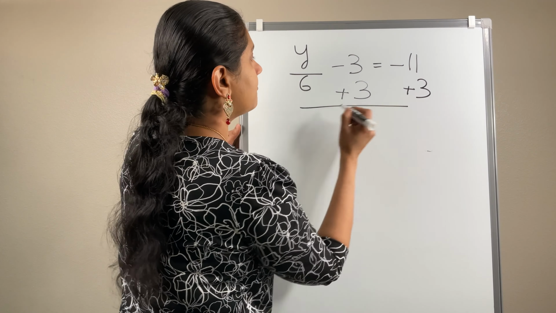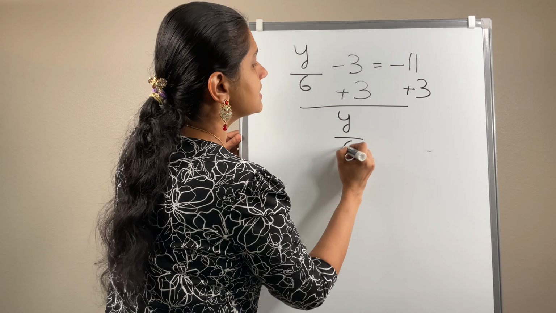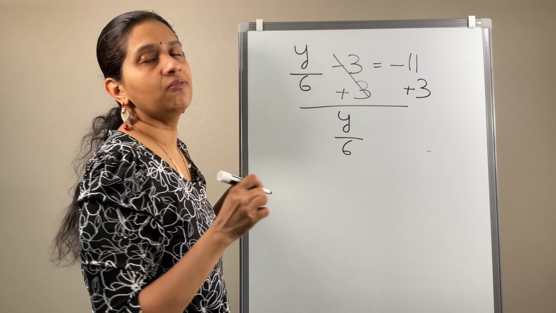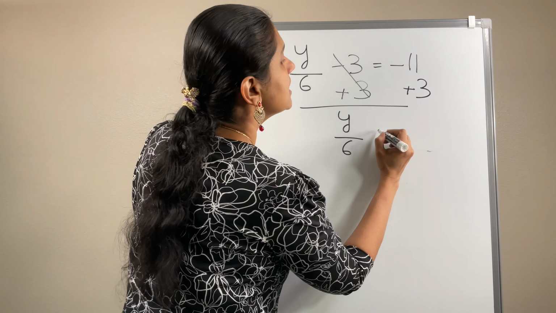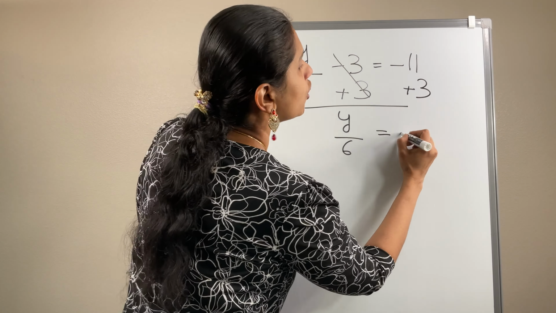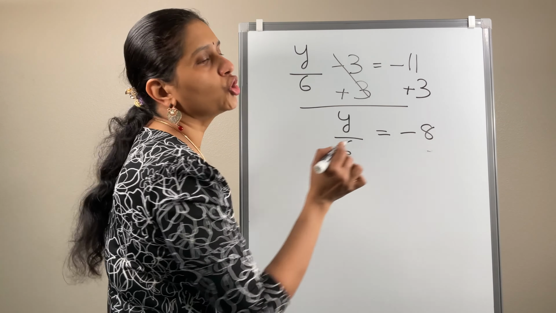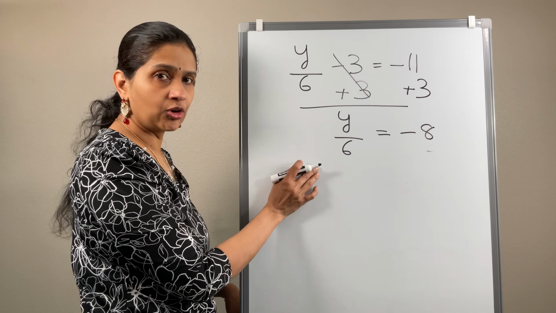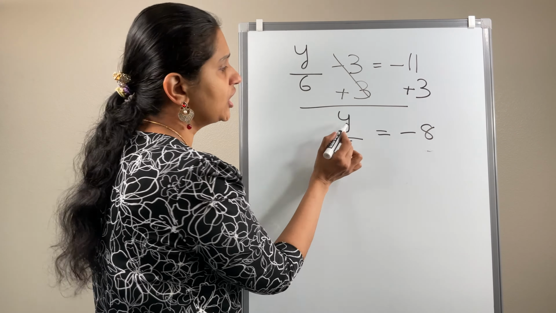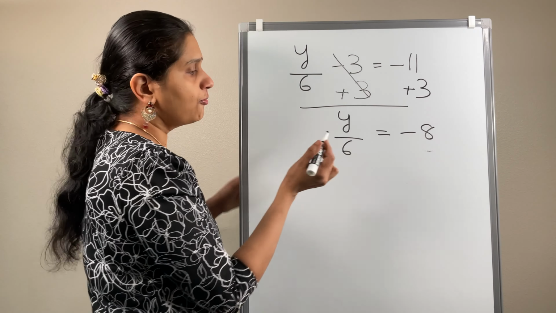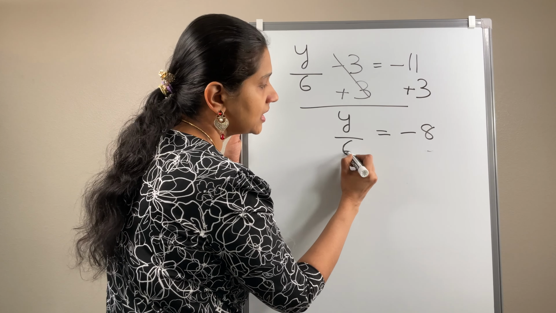Now, you are left with y by 6. Negative 3 and positive 3 will become cancelled and minus 11 plus 3 is going to be negative 8. Now, y by 6 equal to negative 8 is the equation. Now, we need to isolate the variable y. For that, you can see 6 is at the denominator.